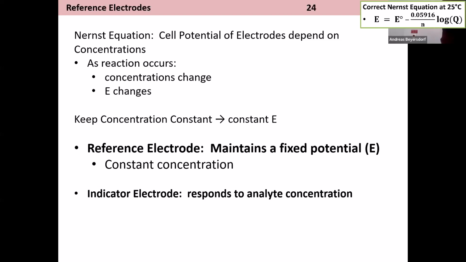We do this often with what is called a reference electrode. A reference electrode is one that maintains a fixed potential. And it does this by having constant concentration. Reference electrodes are often used as indicator electrodes, right? Because we can use these to calculate an analyte concentration.